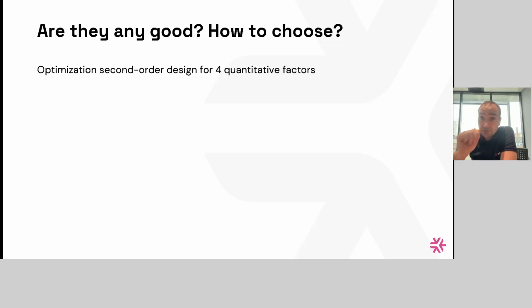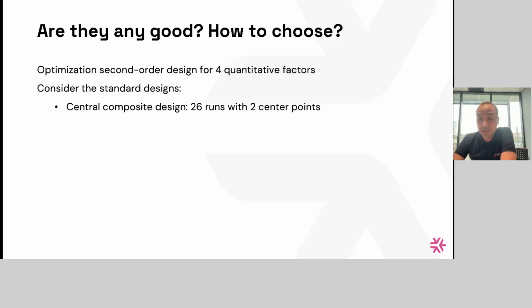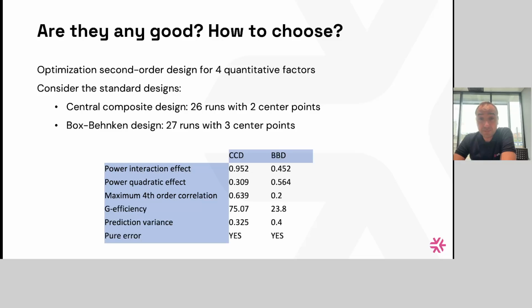So imagine that you need an experimental plan for 4 quantitative factors and consider the standard designs, which are the central composite design with 26 runs and 2 center points, and the Box-Behnken design with 27 runs and 3 center points. In this table, you can see the most important quality attributes of those designs. So power to detect interaction effects, which is very high for the CCD, very low for the BBD, and the other way around for the power to detect quadratic effects.